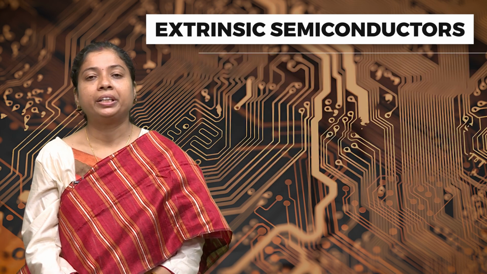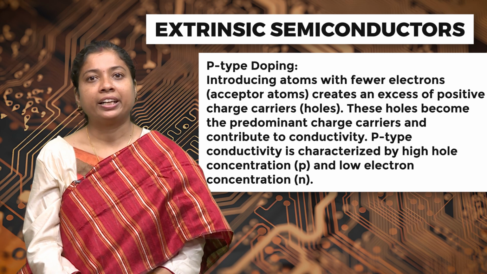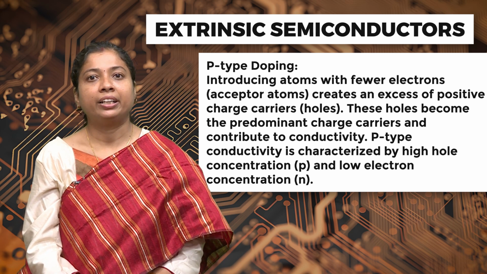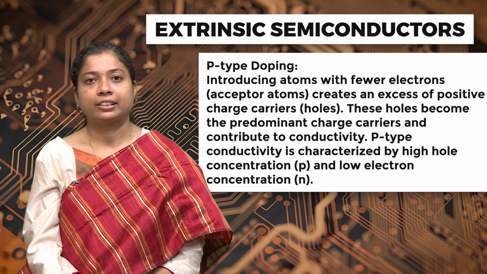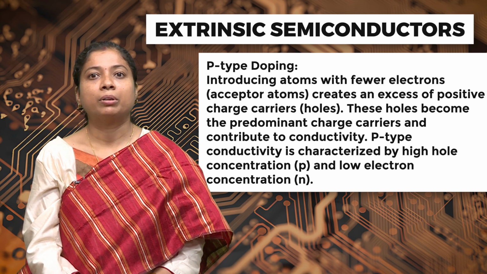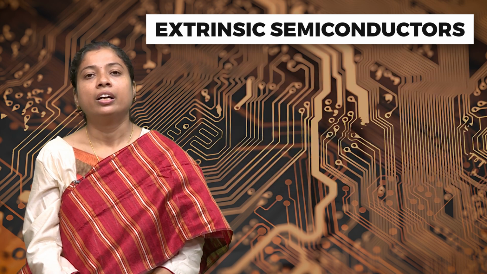Second one is the P-type doping. Introducing atoms that favor electrons creates an excess of positive charge carriers. These holes become the predominant charge carriers and contribute to the conductivity. P-type conductivity is characterized by high hole concentration and low electron concentration.